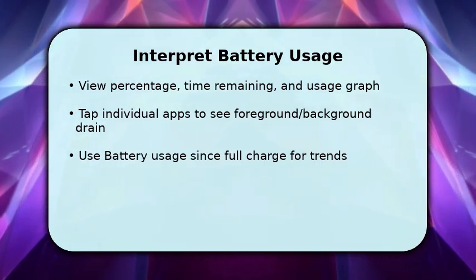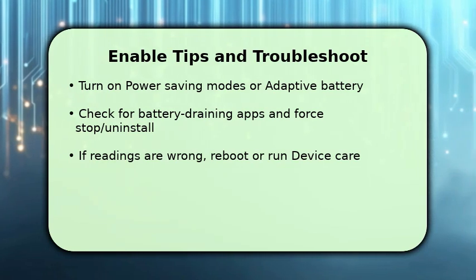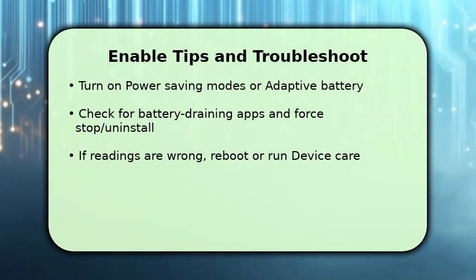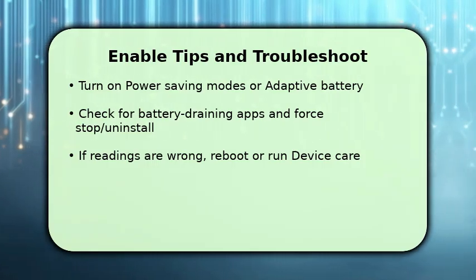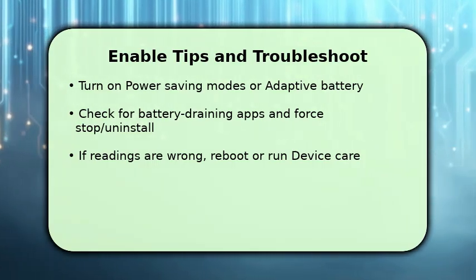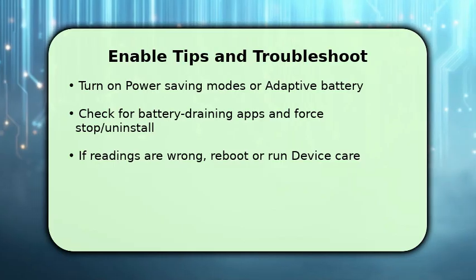To finish, apply fixes directly from the battery screen. Enable adaptive battery or a power-saving mode to limit background tasks and extend life. Make sure to restrict or uninstall apps showing excessive drain and consider force stopping them temporarily.